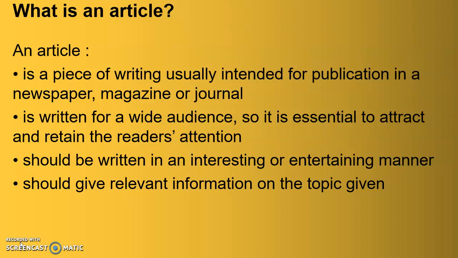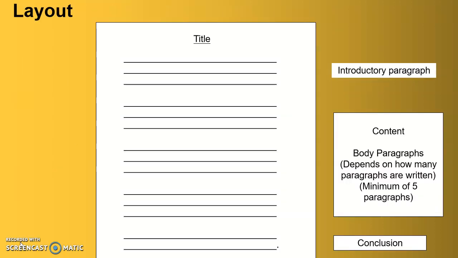Usually, being a student, if you are going to write for a school magazine, you are going to write for readers between the ages of year 7 all the way up till year 11. So you have to cater to a lower secondary audience, an IGCSE audience, as well as teachers or staff in your school. It should be written in an interesting or entertaining manner whereby you capture your reader's attention, and you should also give relevant information on the topic given and make sure not to get off track from the topic.